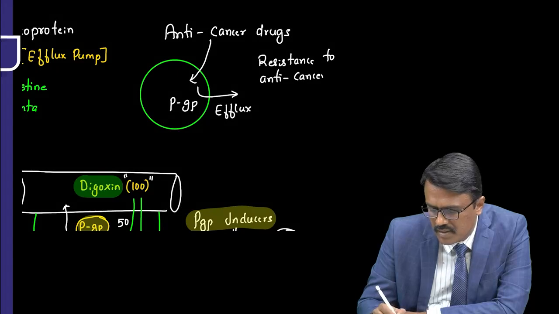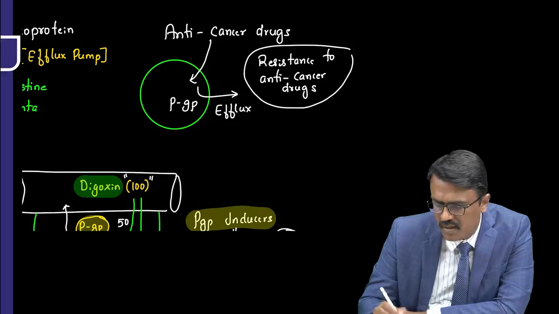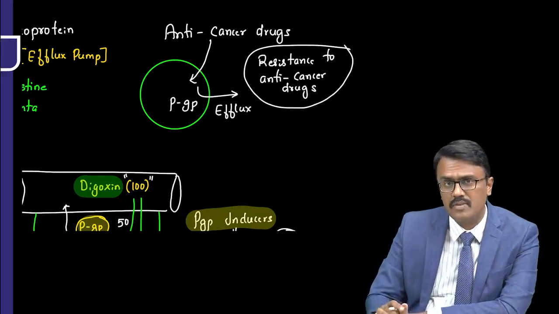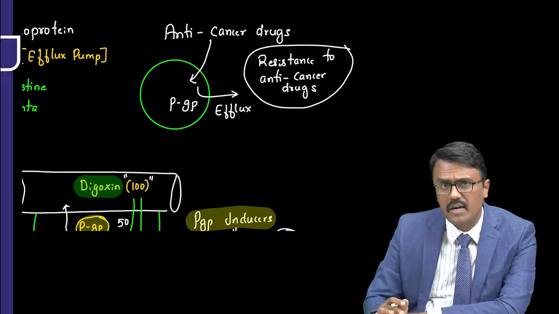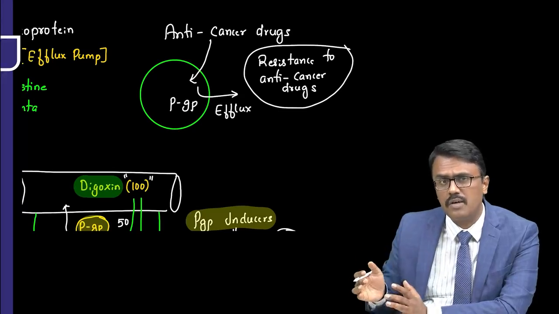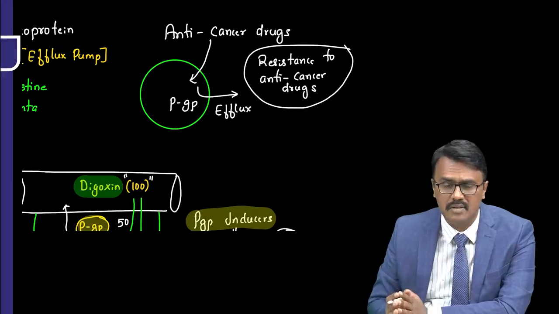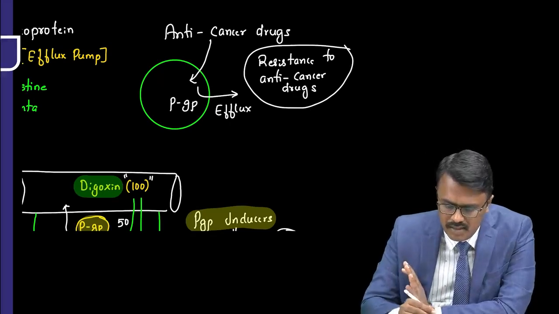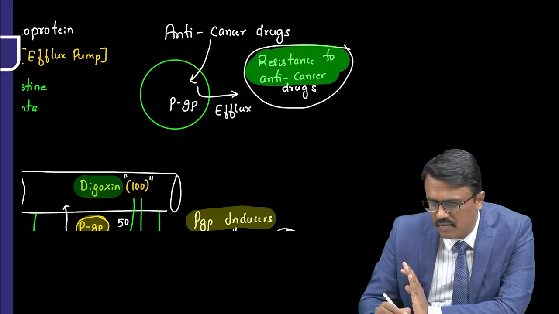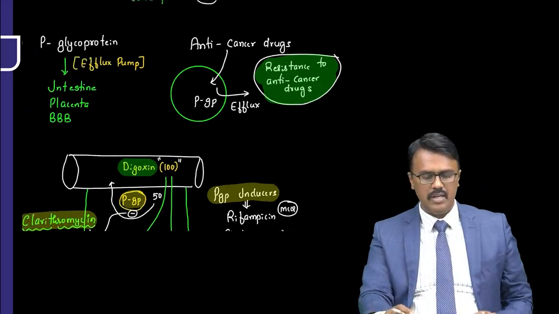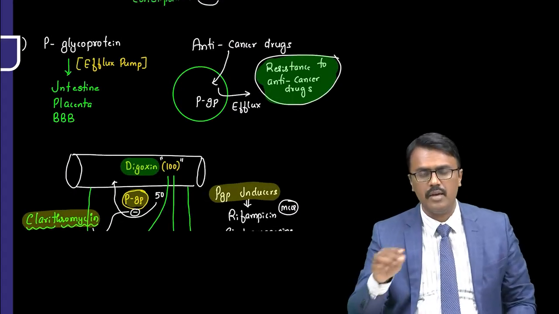resistant to anti-cancer drugs. So these P-glycoprotein are expressed by the cancer cells to protect themselves. And if they express that, the anti-cancer drugs will not work, and that is what we mean by resistance. So this is one of the mechanisms by cancer cells to survive in our body. Okay, so that is about P-glycoprotein.